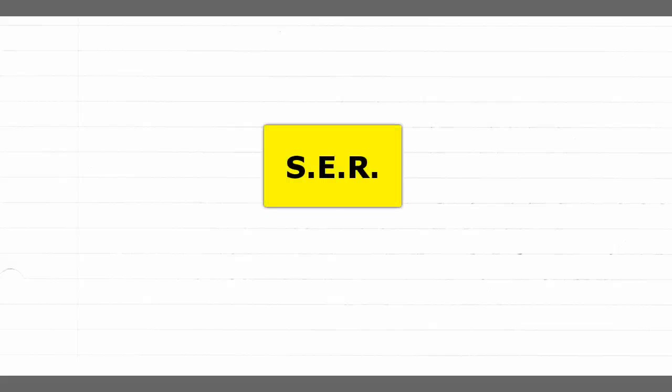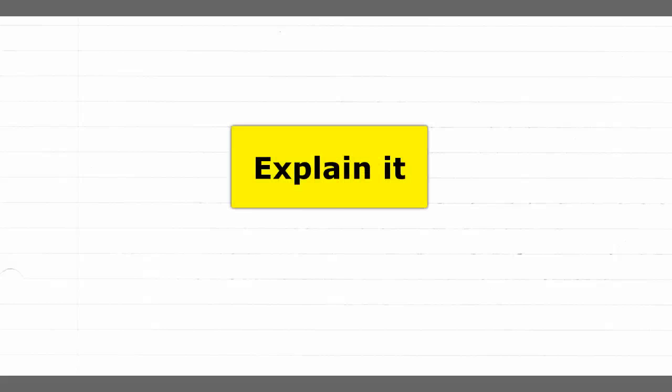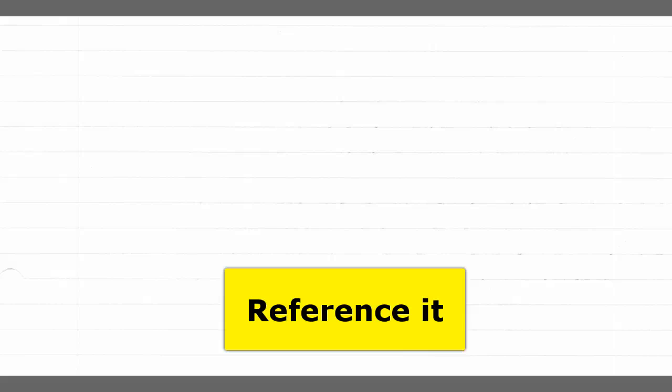The S stands for state it, or state your position or stance. The E stands for explain it, tell why you've taken that position or stance. And the R stands for reference it. This is the part where you provide specific text references or details or life examples to support your stance or position.